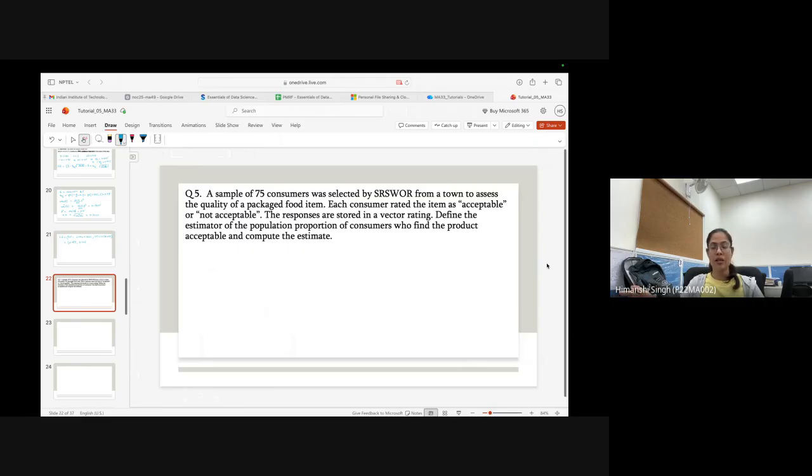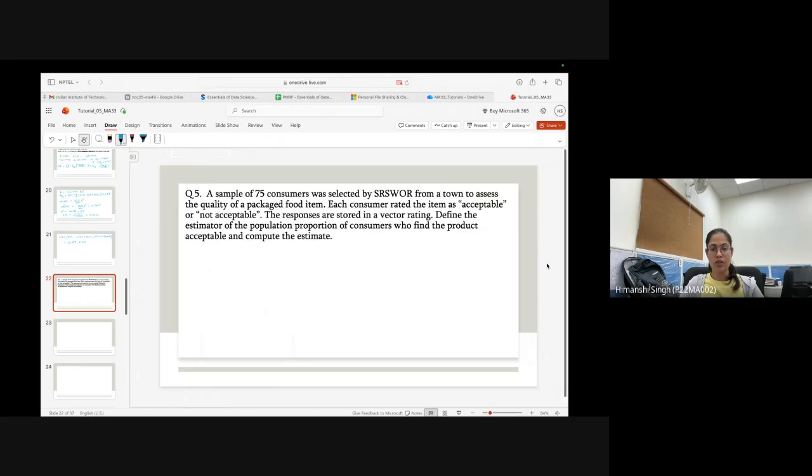That implies that both the population classes cannot have any intersecting point. So there cannot be any consumer who can say that the item is acceptable and non-acceptable both. So no consumer can say that. Okay, so now this is the scenario.